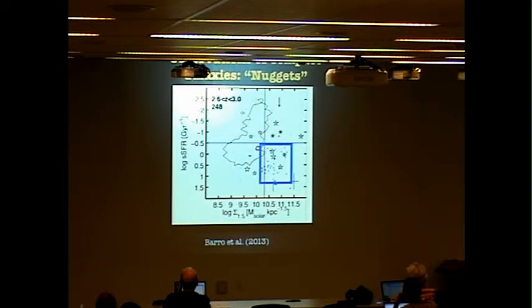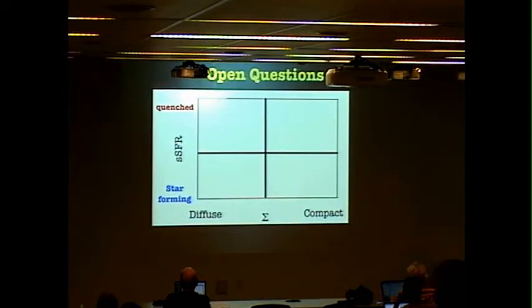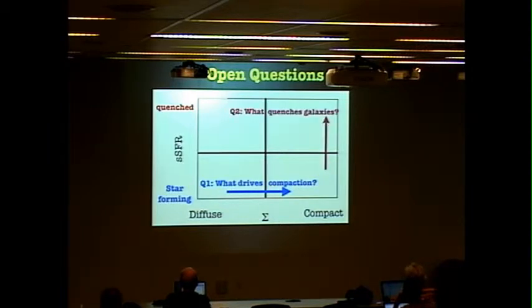And what I'd like to address in this talk are what I consider to be three important open questions. The first is, what drives the compaction of these galaxies? What quenches them? And then, what is the exact evolutionary path from being diffuse and star-forming to quenching?